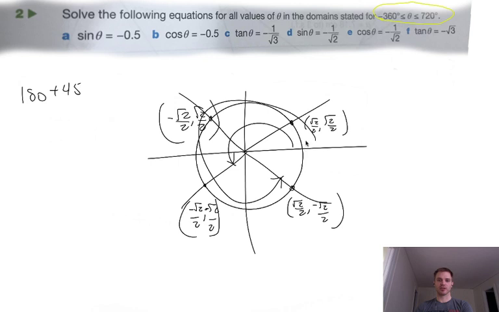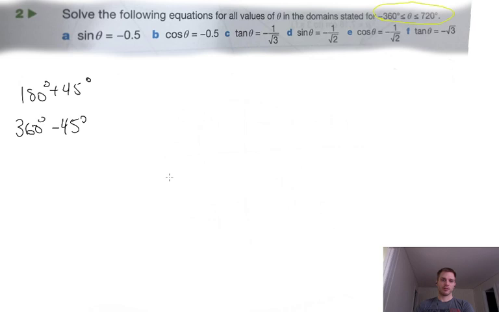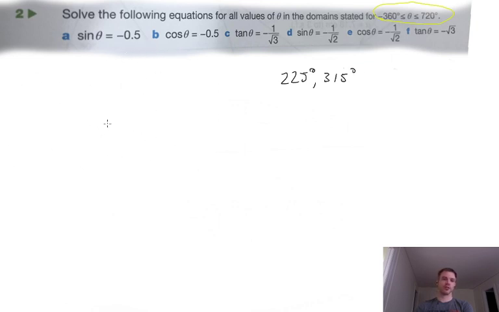Okay, and this is 360 minus 45. I guess I should put degrees for these. All right, so these are going to be our reference angles. This is 225, and this is 315. Check that, yes. So let me collect these up here, 225 degrees and 315 degrees. And then we'll figure out the rest of them in this domain that we're given here.